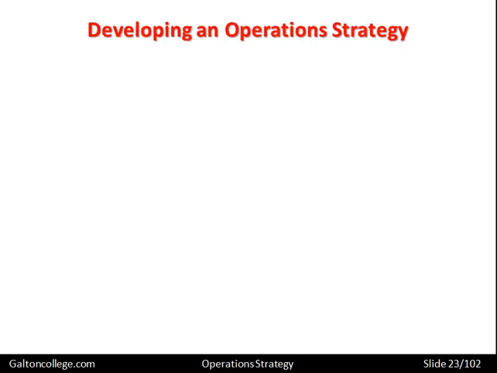Now, developing an operations strategy. Now, this is just one of the components. We have a marketing strategy, an operations strategy, we have a product development strategy, we have various strategies, all of which move into the determination of the overall corporate strategy. But here we're going to look at just the operations strategy.